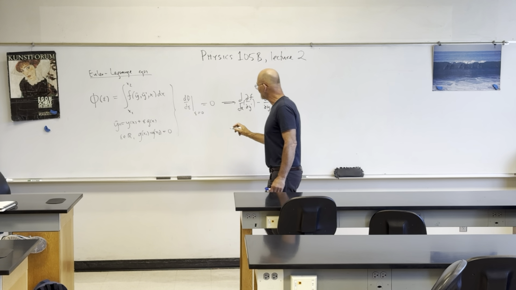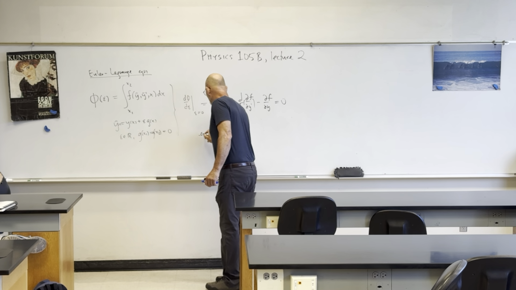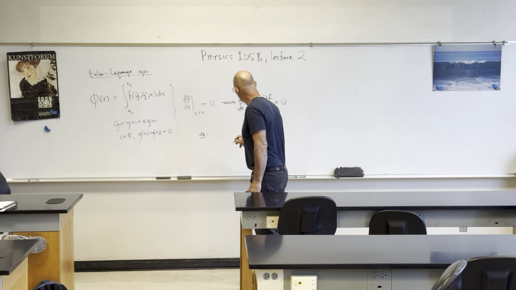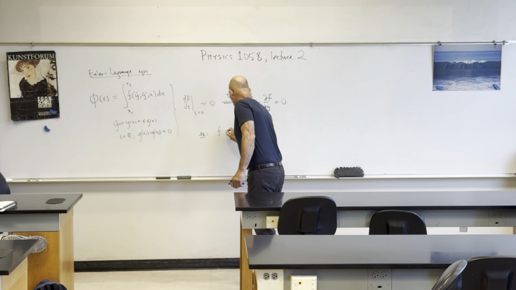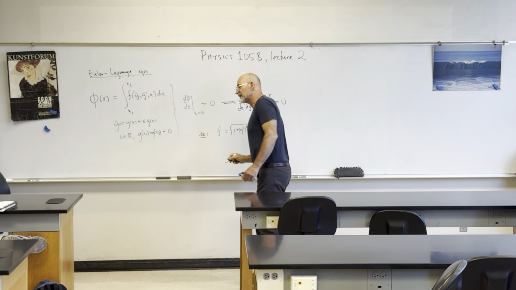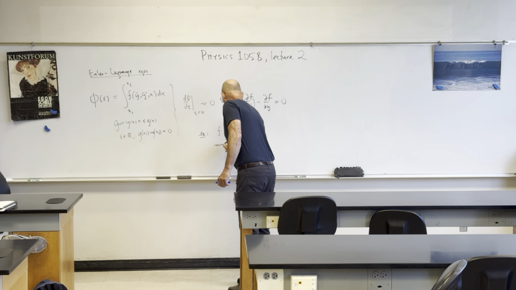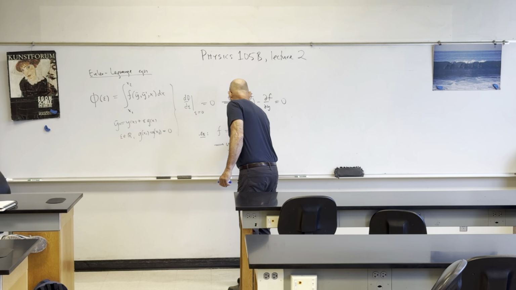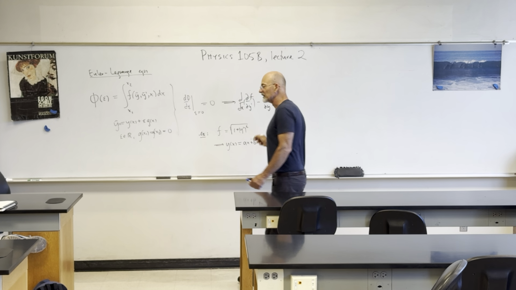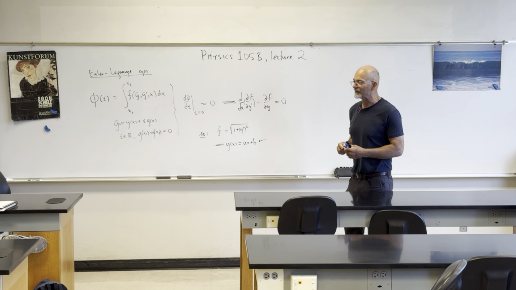And we did the example as a straight line. So the example that we ended with was f equals root 1 plus y prime squared, right? And then we found that y of x equals ax plus b. So that's what we did last time.